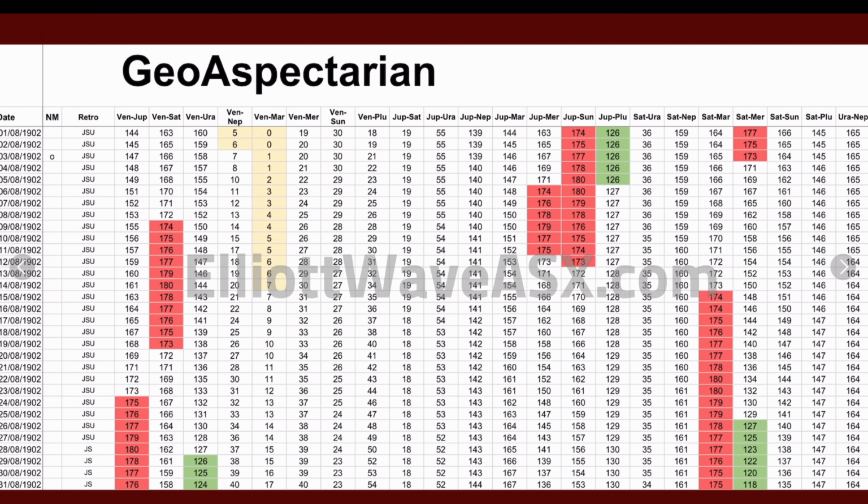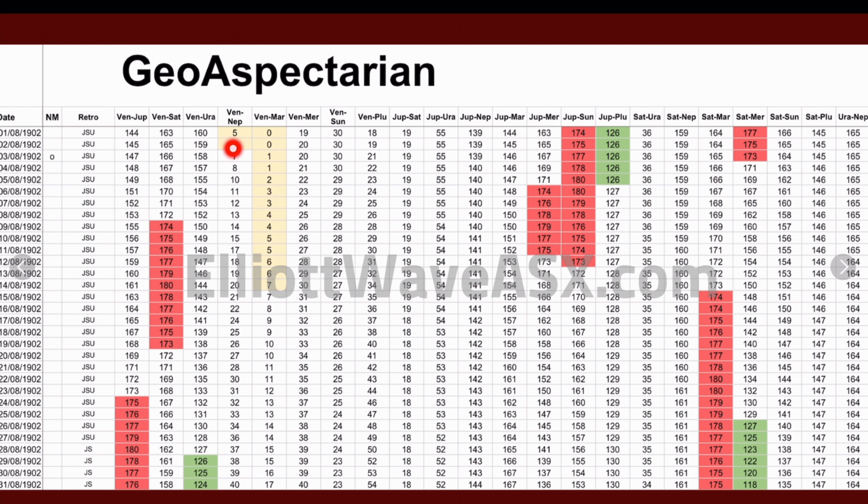All the aspect combinations have been worked out for you. In the first column we've got the date. Now I won't go into too much detail about the next two columns in this video, but NM stands for new moon, and when there's a new moon, there's an O in this column, and that's quite important in Gann's work. The next column is for retrograde motion, and we have the letter of the planet in this column if it's in retrograde motion, and here we've got Jupiter, Saturn and Uranus all in retrograde. And if we look down, we can see the U drop off, so Uranus goes direct here.